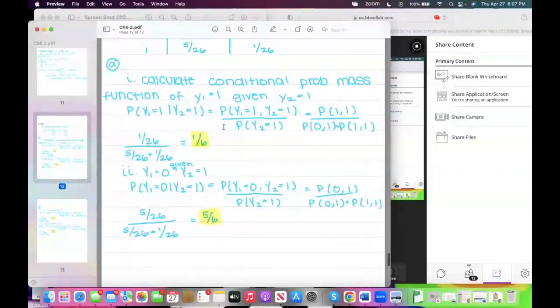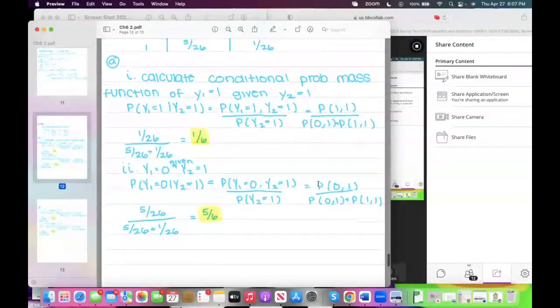And then I did that again, but if y1 was 0, because there's two possible scenarios. I realized I could have done it differently, but I'll say how I did it this way. I made it into the probability that y1 is 0 given y2 is 1. So the probability of (0,1) over the probability of (0,1) plus the probability of (1,1). However, I probably didn't have to do all that work because I could have done 1 minus the 1/6, but it was still good practice, so it's okay.